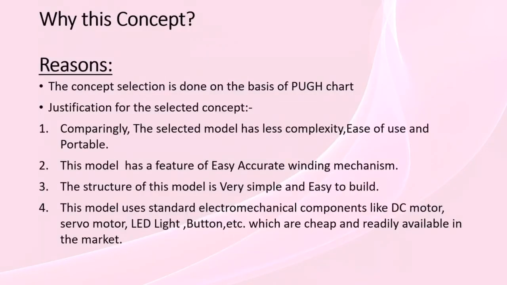Why this concept? Reasons. The concept selection is done on the basis of the Pugh chart. Justification for selected concept: 1. Comparatively, the selected model has less complexity, ease of use and is portable. 2. This model has the feature of an easy, accurate winding mechanism. 3. The structure of this model is very simple and easy to build. 4. This model uses standard electromechanical components like DC motor, servo motor, LED light, button, etc., which are cheap and readily available in the market.